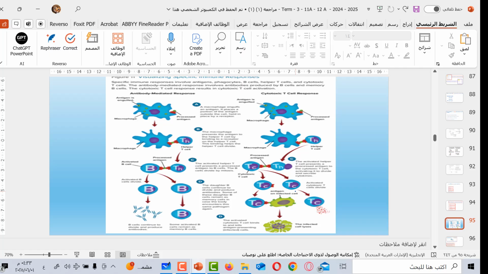In summary, the first two steps here are exactly the same as the first two steps there. The phagocyte engulfs the pathogen, the antigen, and makes a process inside it, and after that presents it to the helper T cell to recognize it. After the helper T cell recognizes it, it's activated. When it's activated, everything is happening. Okay. Number 1.